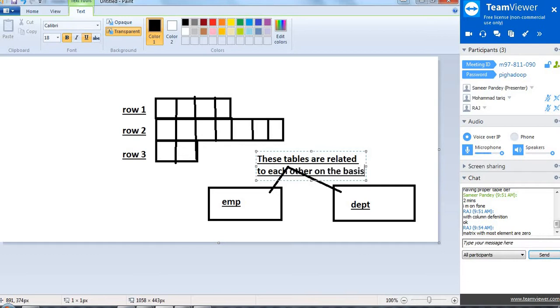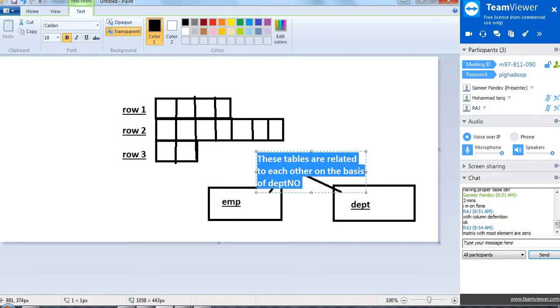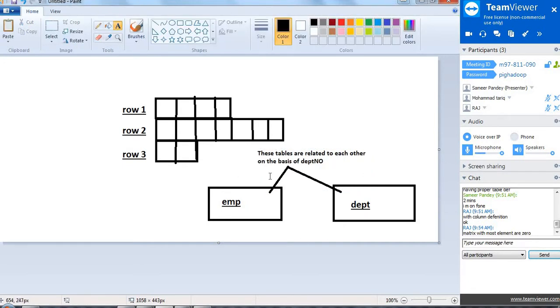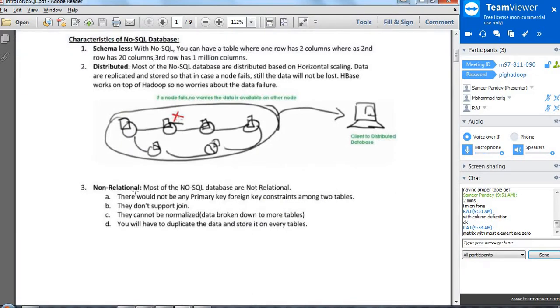These tables are related to each other on the basis of department number. So this is a kind of relation between two tables, right? That is the meaning of relation. When I say non-relational, what does it mean? It's nothing like a relation between the two tables. There would not be any primary key or foreign key constraint among two tables. I hope primary key and foreign key are known a little bit. What is a primary key and what is a foreign key?